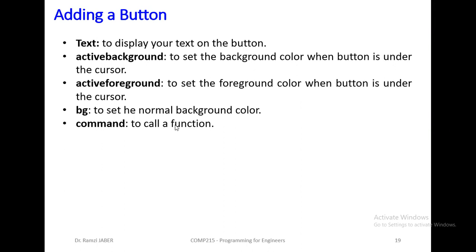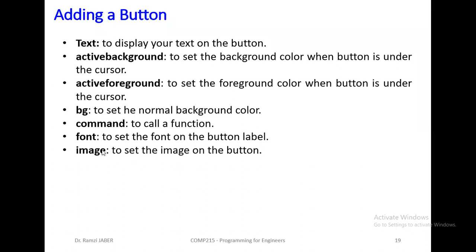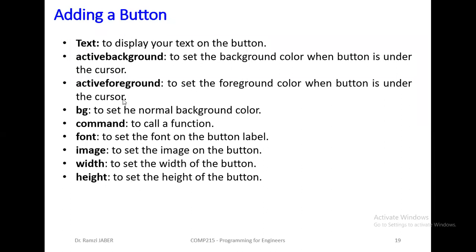Command is an option to open a function, or to open another application, another window, another button, whatever. It's a function; we'll use it. Font, to change the font. Image, you can put an image on your button. And width and height. So all of these are options. You can use one of these as an option to create a button: text, font, image, width, height, command to call another button or another function, and background colors.